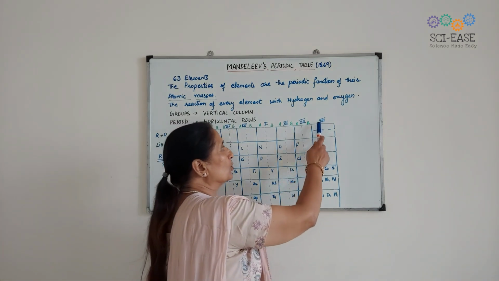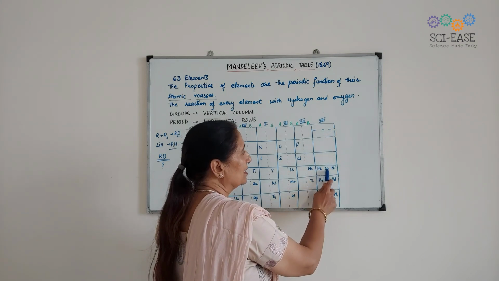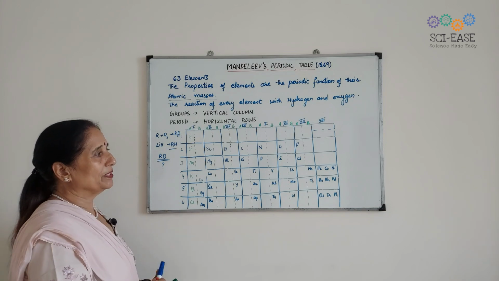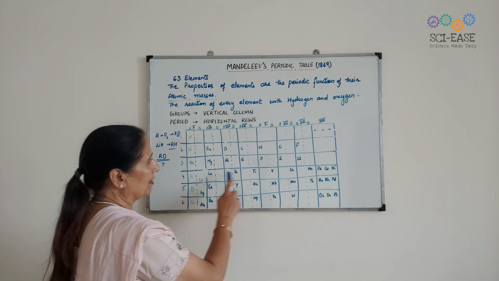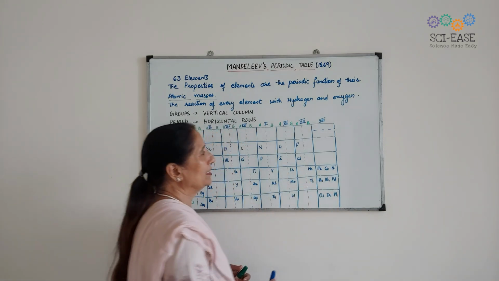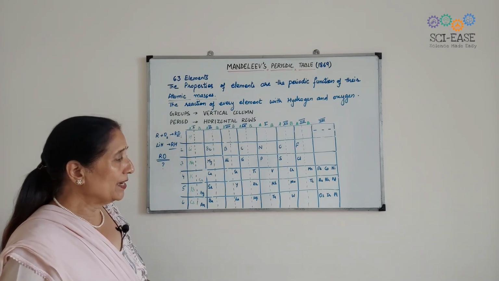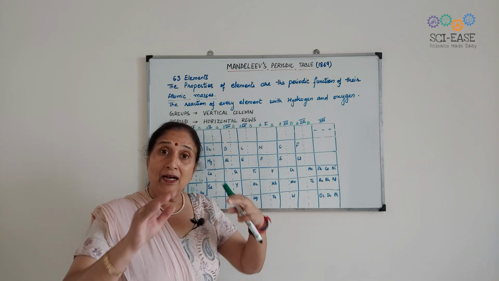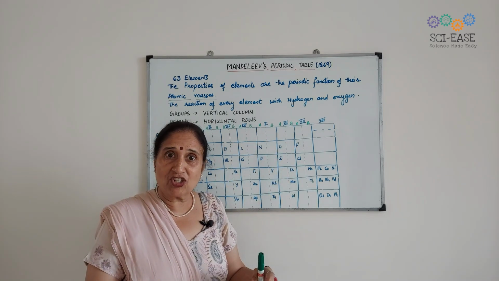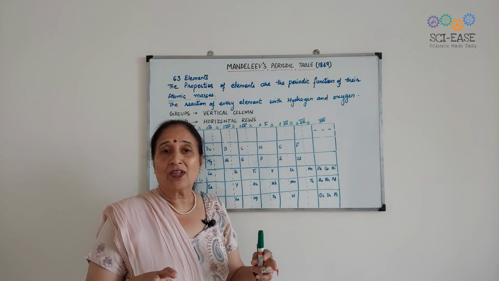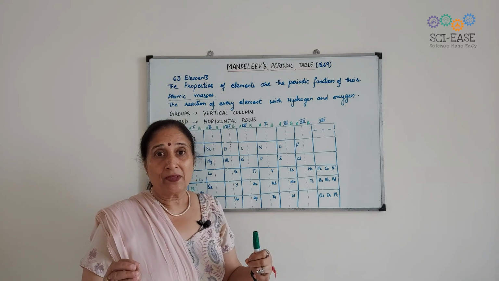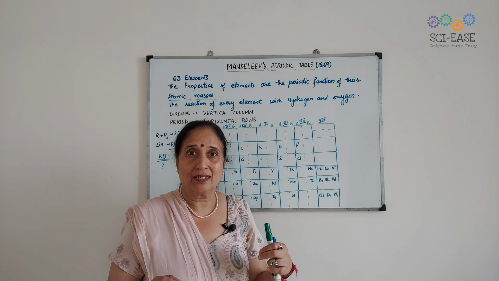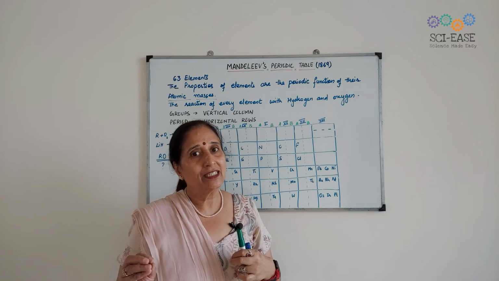And in the 8th group, he arranged 3 elements: iron, cobalt, nickel. They are arranged here, in 4th period and 8th group. So he has contributed a lot. He formed a sort of structure for the periodic table. Now I will tell you some of the limitations of the Mendeleev periodic table.